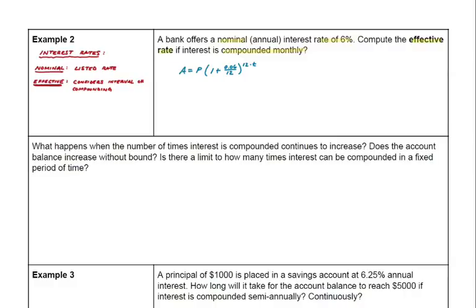So I set up the rest of my compound interest, which is 1 plus 0.06, which is my listed or nominal rate, over 12, which is my number of times interest is being compounded, to the 12 times t. So to take my 0.06 or 6% nominal rate and convert it to an effective rate, the only part you would calculate is the 1 plus 0.06 over 12 to the 12th.